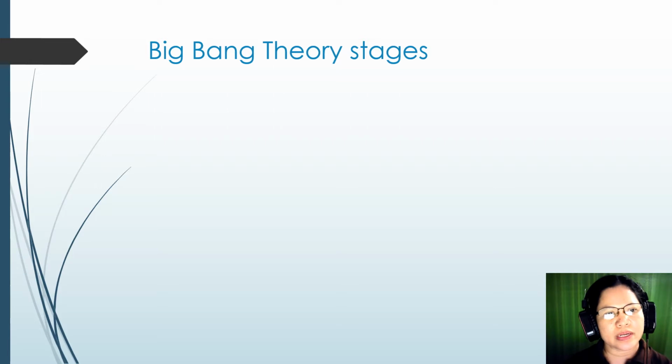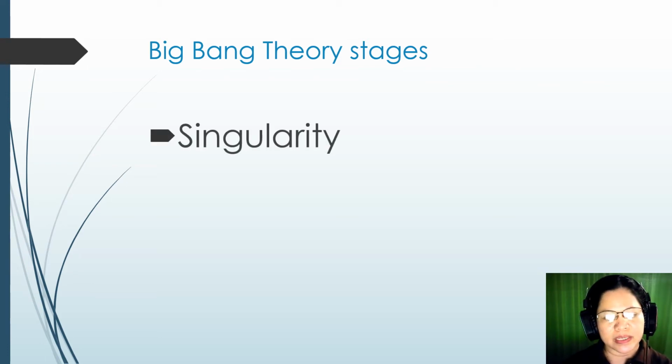Okay, in our previous discussion, we were talking about the Big Bang Theory stages. Accordingly, there are three stages. First is the singularity. When you talk about singularity, this is a one-dimensional point, wherein it contains huge mass in infinitesimal space, where density and gravity become infinite and space-time curves infinitely, and where the laws of physics as we know them today do not operate.